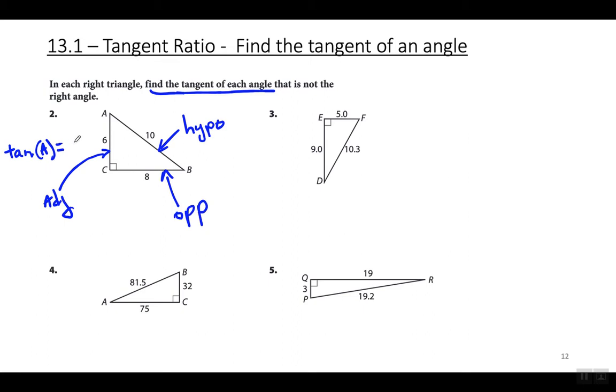So the tangent of angle A is going to be 8 divided by 6, because it's always the opposite over the adjacent. And 8 divided by 6 is going to give me approximately 1.33.